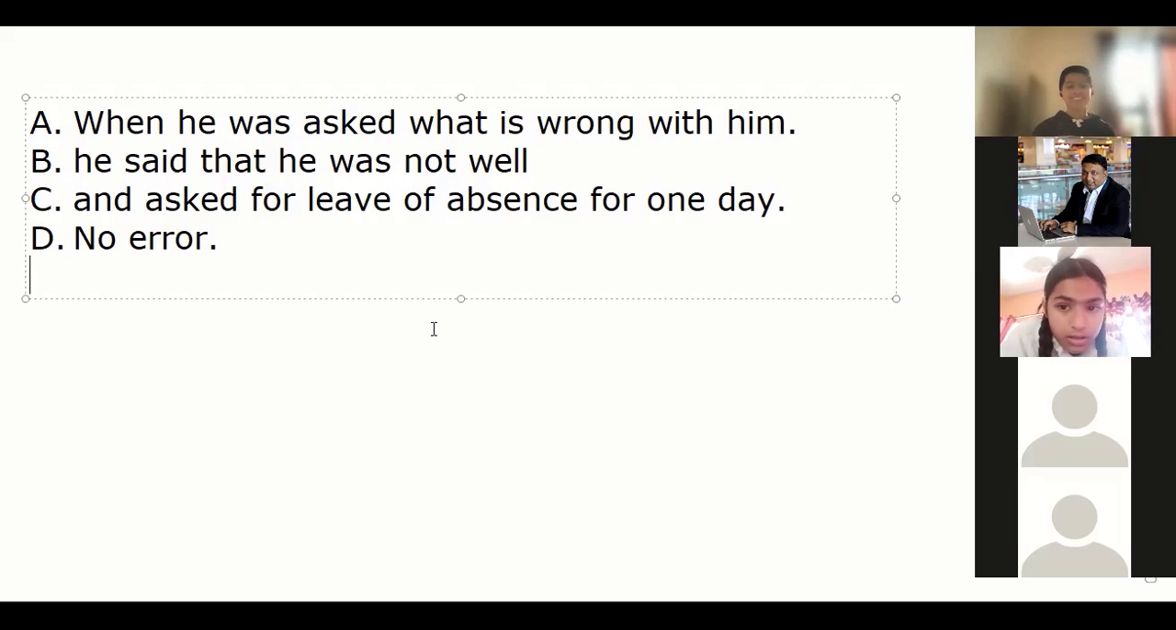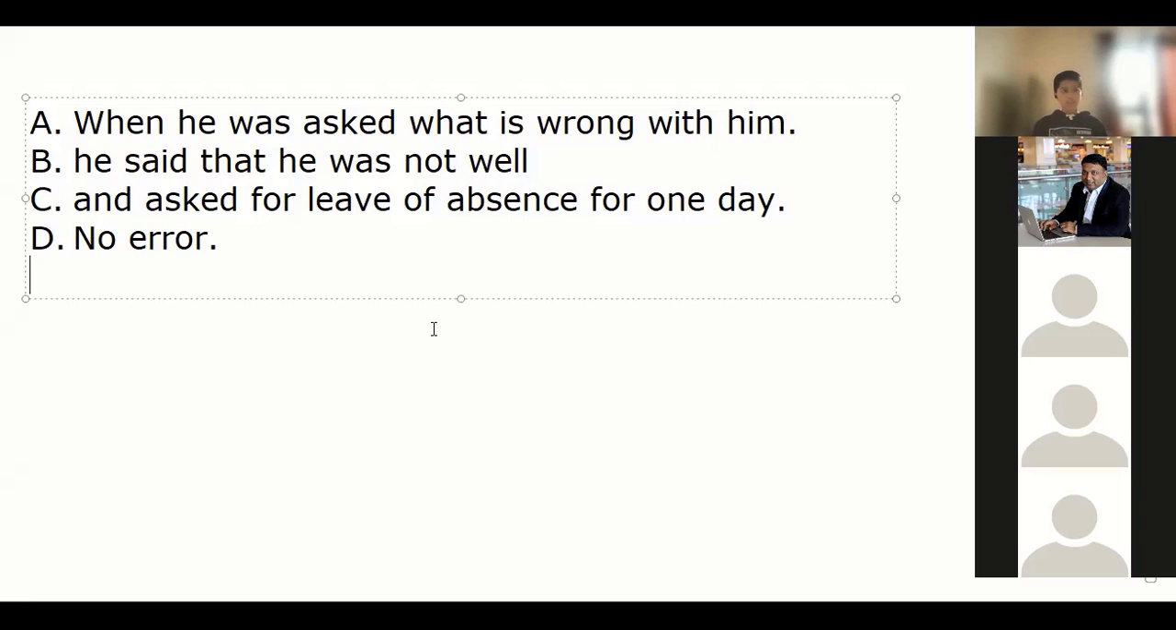I think it will be A only. "What was wrong with him?" When he was asked what was wrong with him, he said that he was not well. And even in C, I feel like instead of saying "one day," do you say "a day"? Yes, we can say "a day" also, but you're right, "a day" is better.